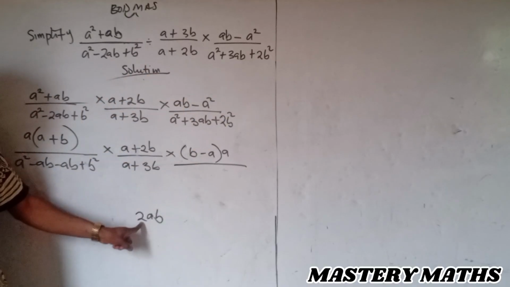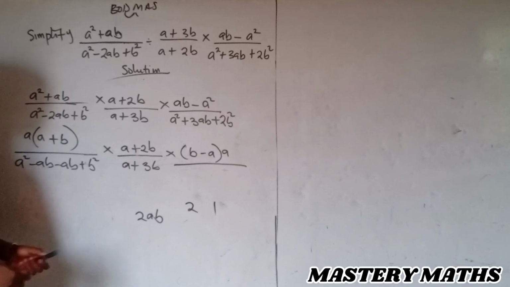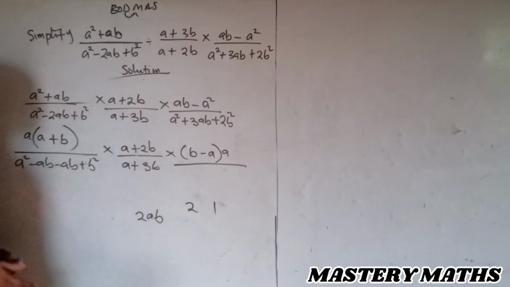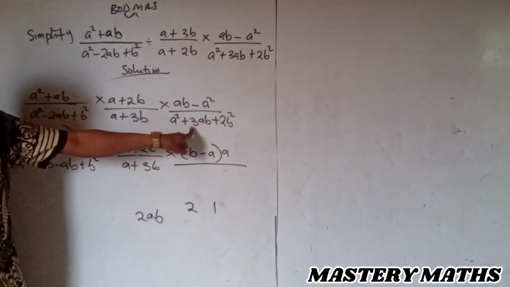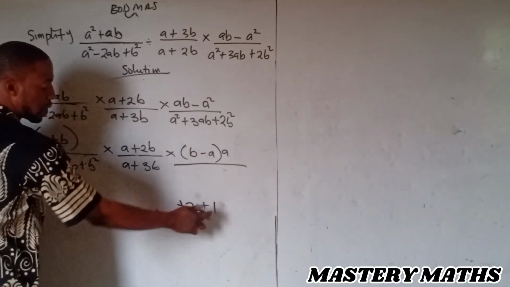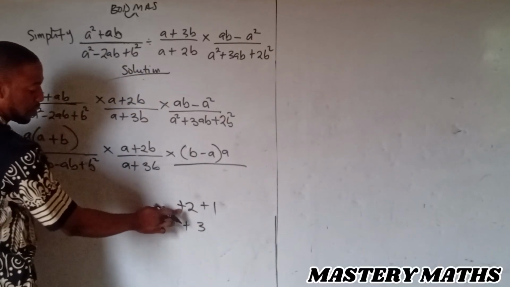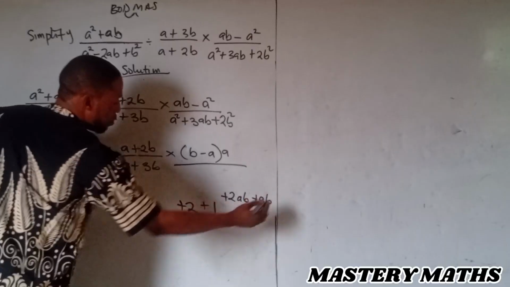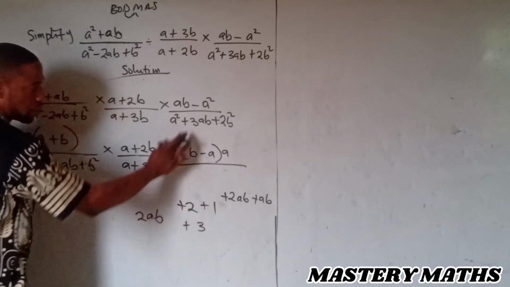Now, the factors of 2 are 2 and 1. You see it now? 2 times 1 is 2. Now, you ask yourself again, what signs should I put here to give us plus 3? The only way I can go is plus 2 plus 1. Plus 2 plus 1 will give us plus 3 as the answer. So, what you need to do here now is plus 2AB plus AB, since plus 2 plus 1 gives us plus 3, which is this one.